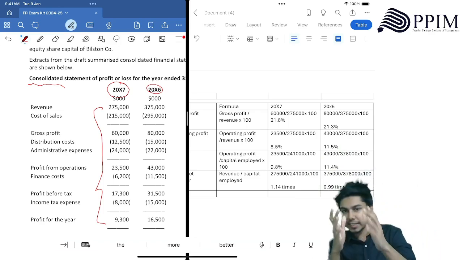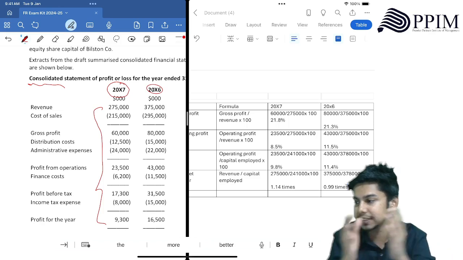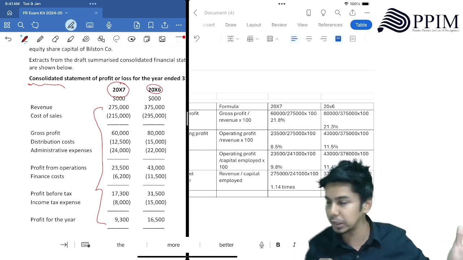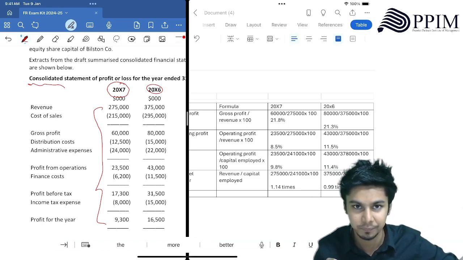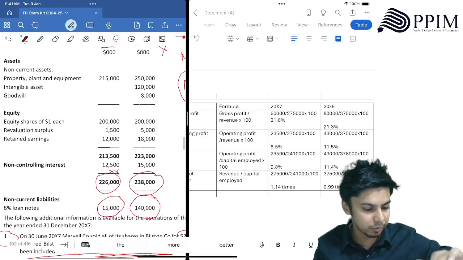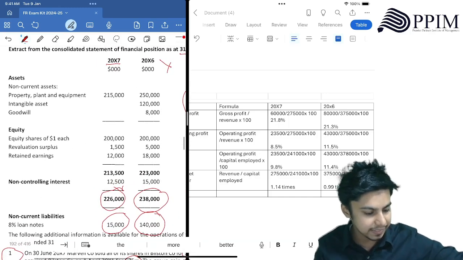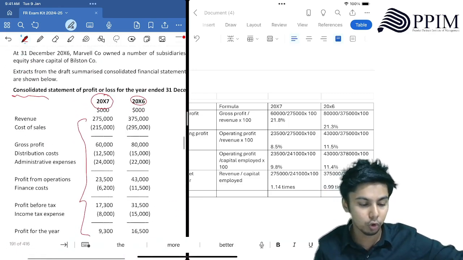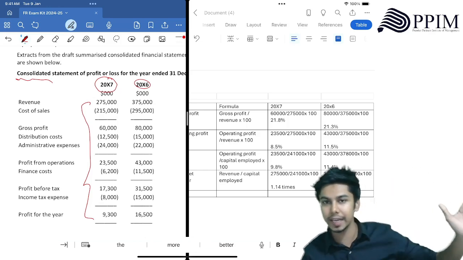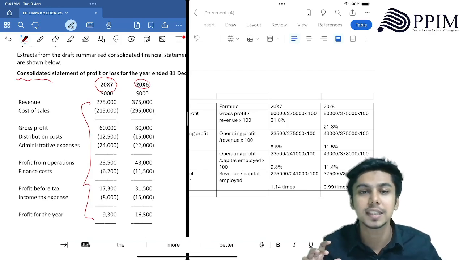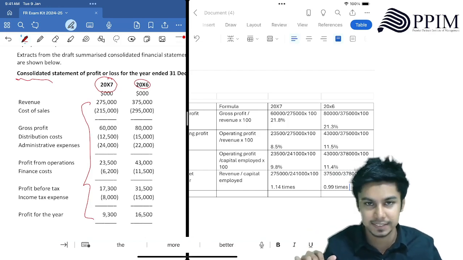So therefore, because the 6-month performance of Bilston is there and the other 6 months are not, obviously all the numbers compared to last year are going to be less, simply because now, even in the statement of financial position, same story. Now guys, can you see here? Property is less, non-controlling interest is less, loans are less. Overall, the numbers have declined from last year simply because we have disposed of a subsidiary. That's why it is less.